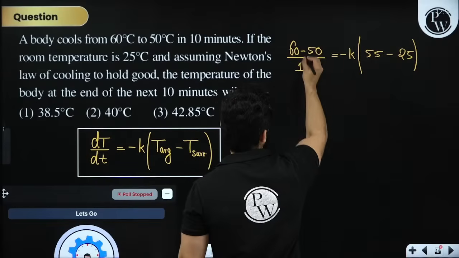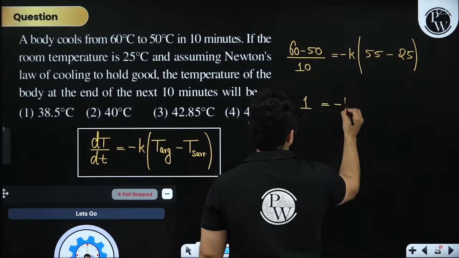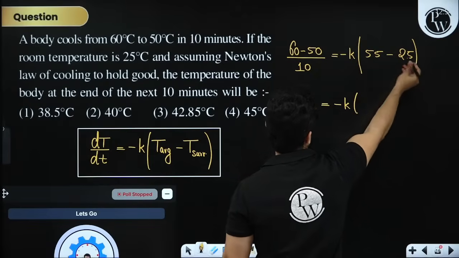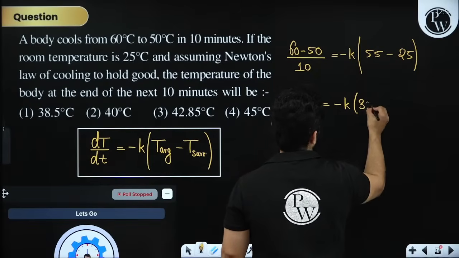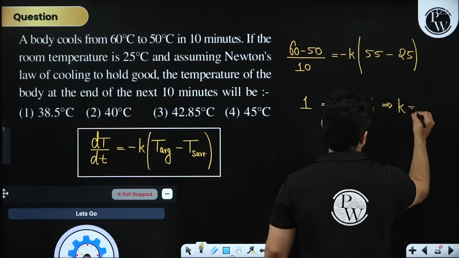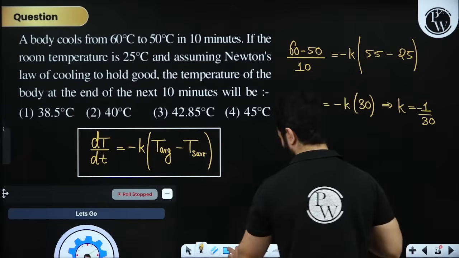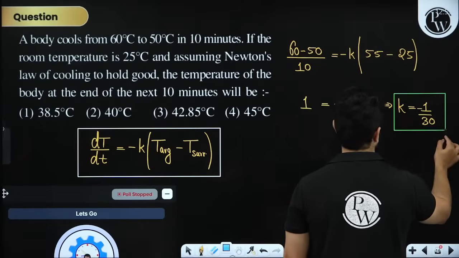Now let's find the value of K. This will become 10 divided by 10, so this will become 1. This is minus K, and this will become 30. So from here the K value comes out to be 1 upon 30. You can also ignore the negative sign, no worries.